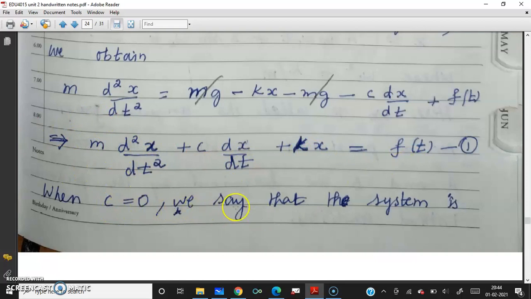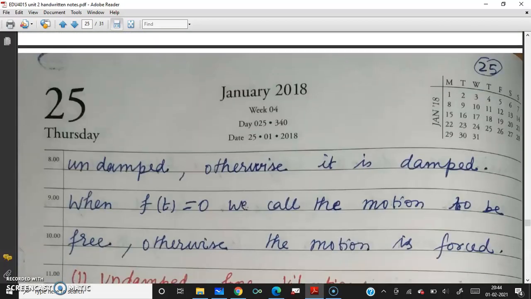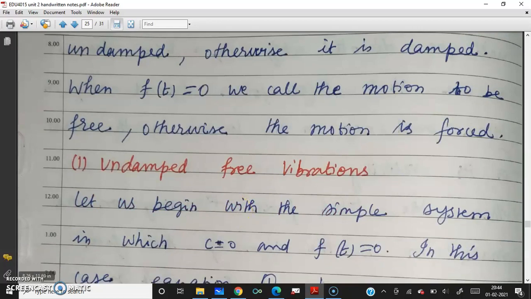When c is 0, we say that the system is undamped. If c is not 0, it is damped. That is, damping is nothing but the frictional force. When there is absolutely 0 friction, it is undamped. When f of t equals 0, we call the motion free, which means it keeps on moving. There is no external force acting. Otherwise, the motion is forced, where some force is acting on the spring, right?